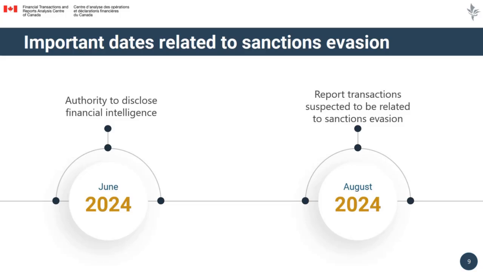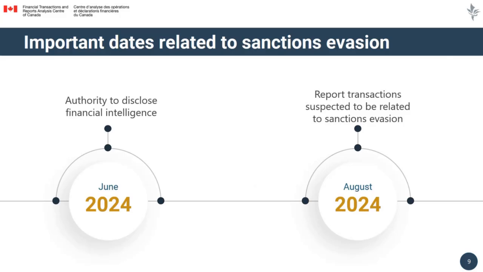When a reporting entity reaches reasonable grounds to suspect that a transaction is linked to a sanctions evasion offense, this transaction may be related to the prohibitions in sanctions related to the provision of financial services, but may also link to other prohibitions linked to trade. For example, the Russia oil price cap.